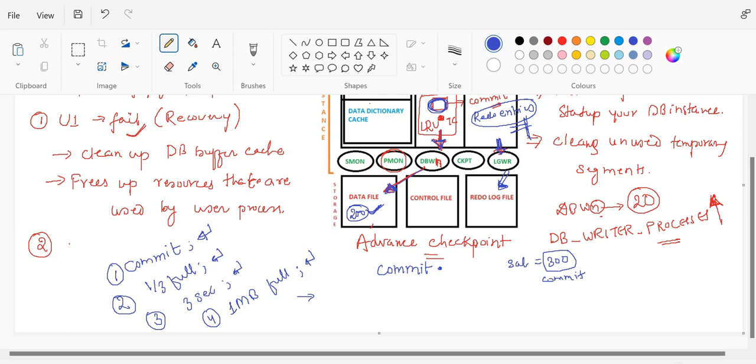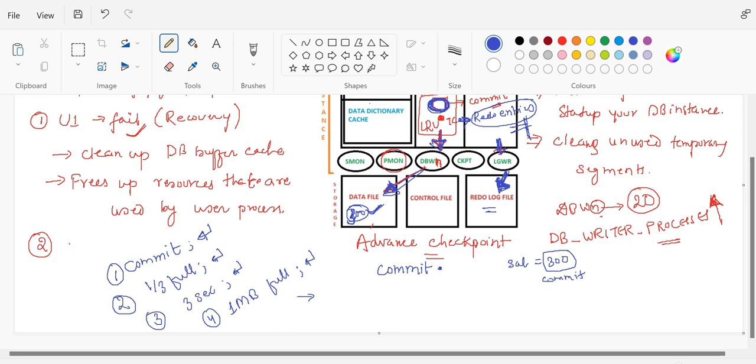But DBWn writes only when the corresponding redo entries, that statement, have been written into the redo log file. Once the statement is written in the redo log file, then DBWn is told that LGWR has written the corresponding redo entries, and now you are good to proceed and carry that modified buffer from memory and write it to the disk in the data file. After doing that, the data present in the data file will be replaced with the current data. So this is what LGWR does.